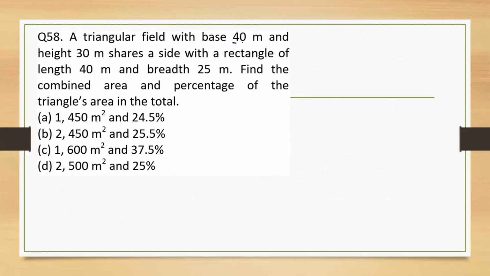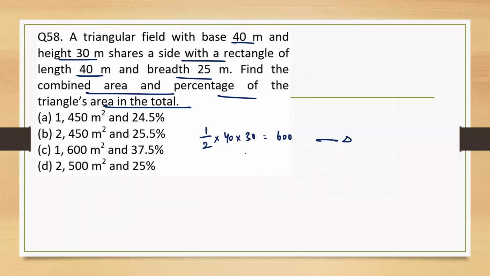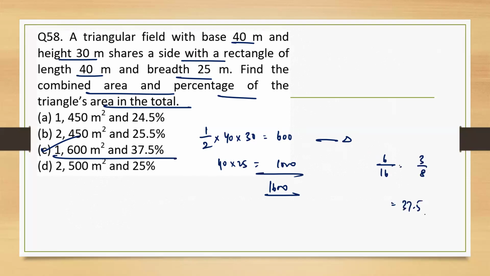A triangular field with the base 40 meters and height 30 meters has a side shared with a rectangle with length 40 and breadth 25. Find the combined area and the percentage of the triangle in the total. See, triangle area is half of 40 into 30, which is 600. Rectangle is 40 into 25, which is 1000. Put together, it is 1600. There is only one option with 1600. And if you want the triangle's share, 6 out of 16, which is 3 out of 8. 3 out of 8 is 37.5%. Even if you want to find out the percentage, you can.